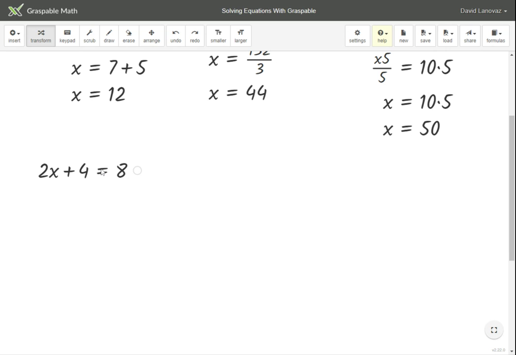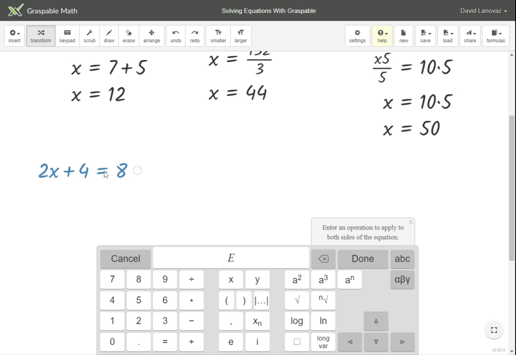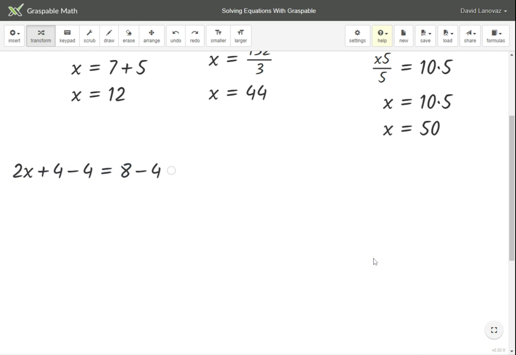So again, I'm going to press and hold on the equal sign. I want to undo a plus 4. We do that with the inverse operation, which is subtracting 4. And then we can simplify this process here. So notice here I clicked on the plus sign, trying to add 2x and 4. It can't add those two things, but it can do the subtraction here of 4 minus 4. Same over here, 8 minus 4.